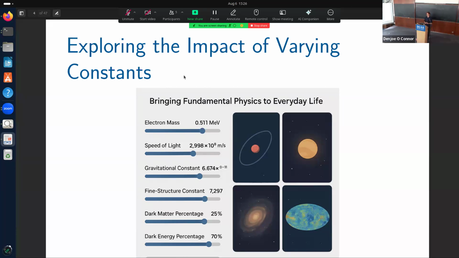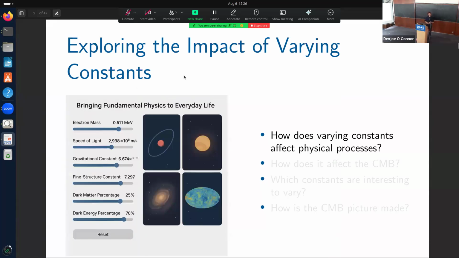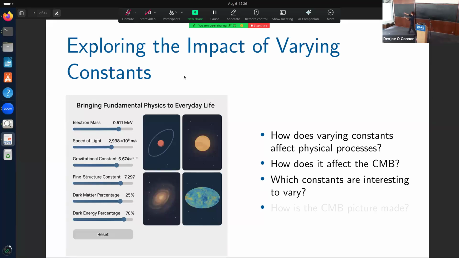So let's focus on the CMB and let's ask ourselves, how does varying constants affect physical processes within the CMB? How is varying constants going to affect the surface of the CMB? We're going to learn which constants are interesting to vary in the first place, because, okay, I could look at this tool and see, okay, electron mass. Okay, I could vary that, but if there's no motivation behind that, then what's the point? We're going to try to determine which constants are interesting to vary in the first place.